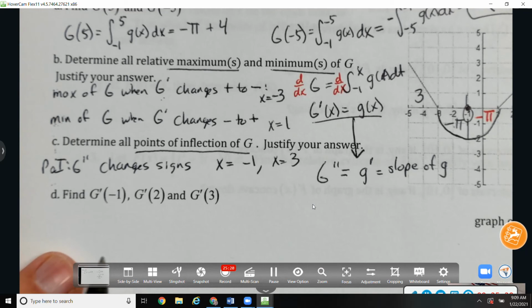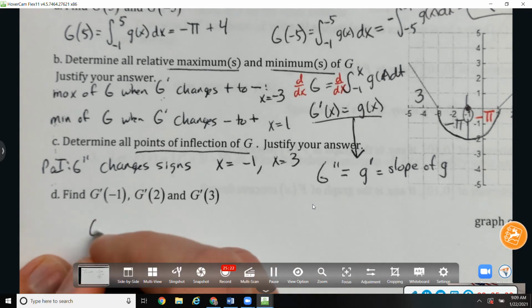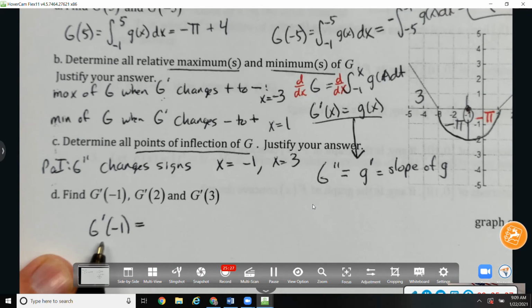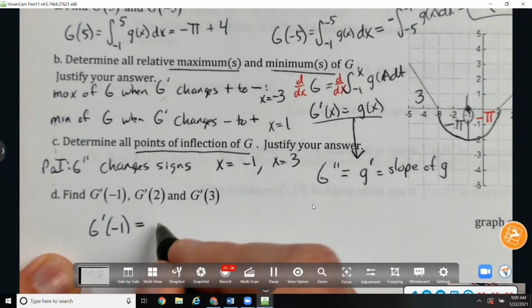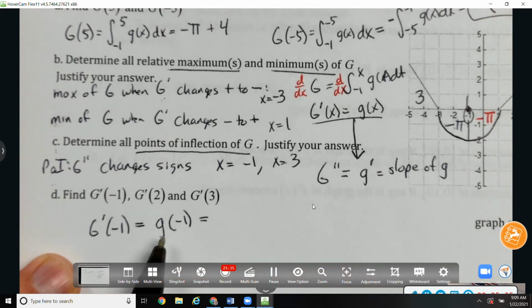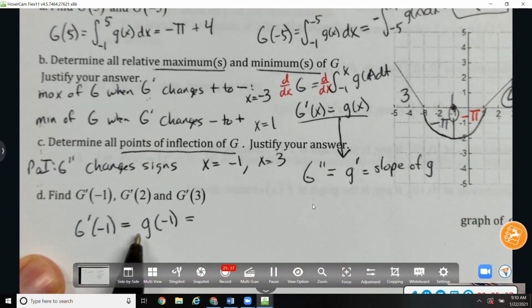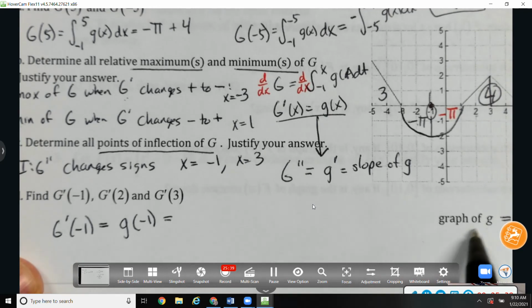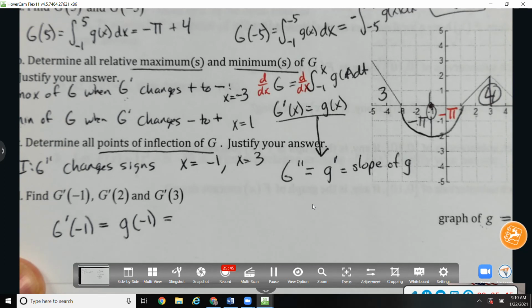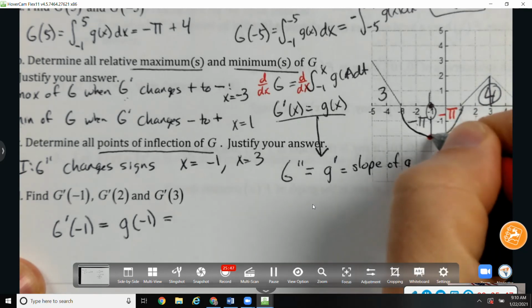I like these last questions. These look hard, but they're not. Because G prime, what is capital G prime equal to? Little g. So if I want little g of negative 1, this is the graph of G. What's little g of negative 1? Negative 2. It's just picking off the value off the graph.